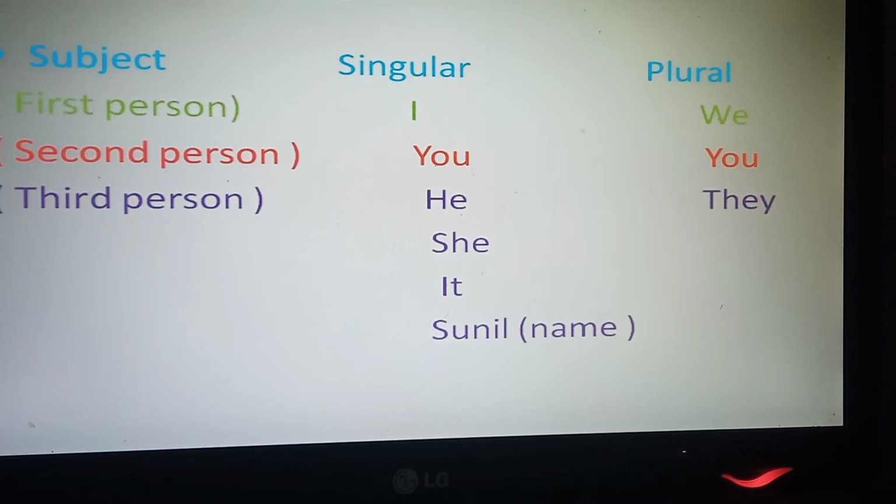Second person is the one to whom we are speaking. In singular you can see you is given, and in plural you is given again. In singular, you means only one person; in plural, it means more than one person. Third person singular is he, she, it, and the name of a person, that is Sunil. For plural it is they. When we talk about the third person, we add s or es to the verb.